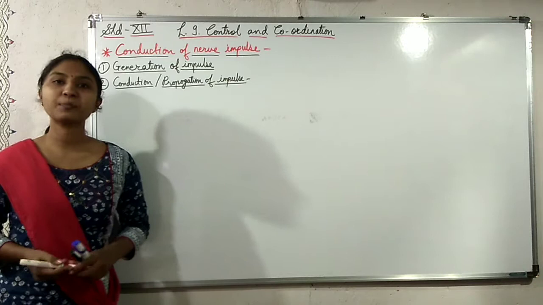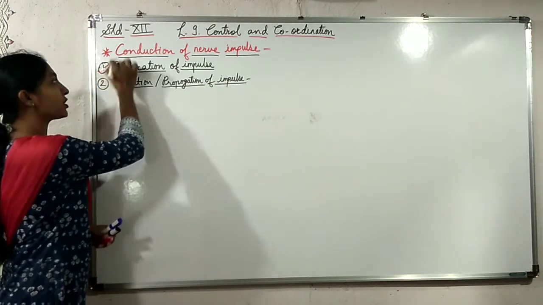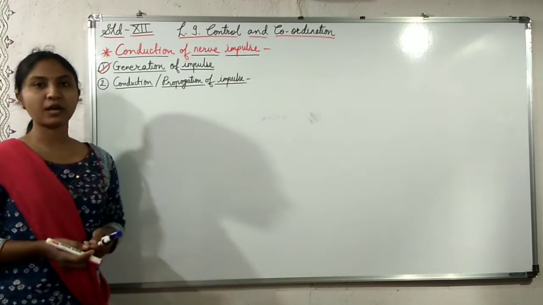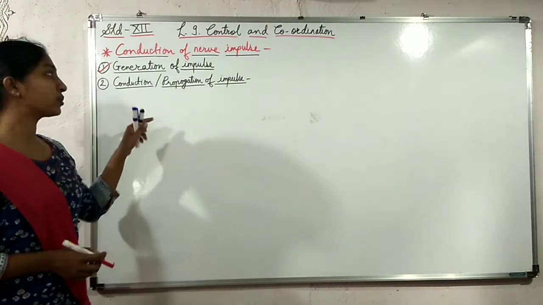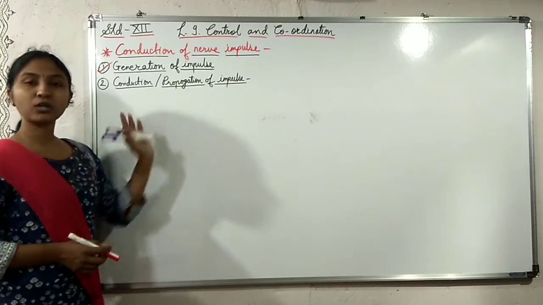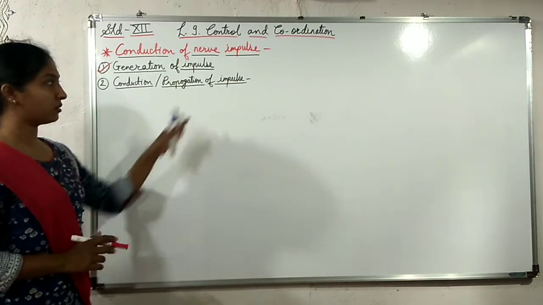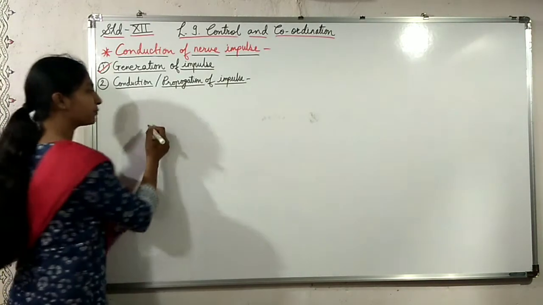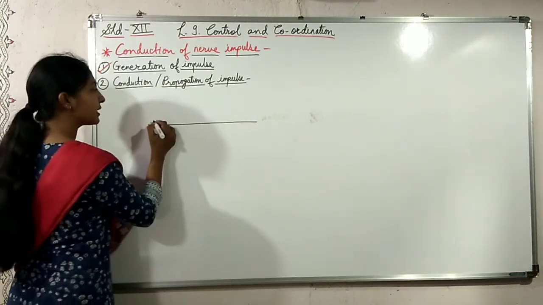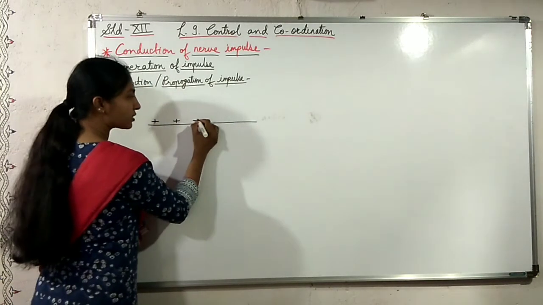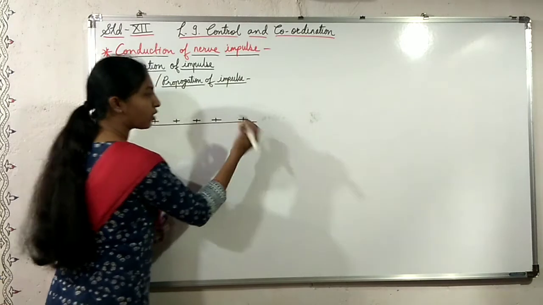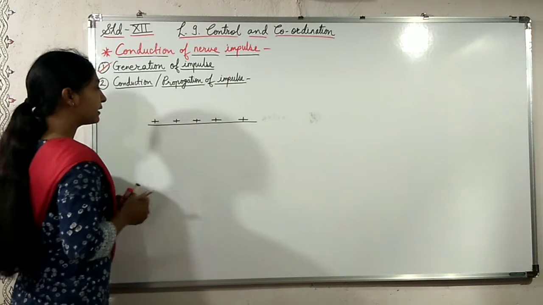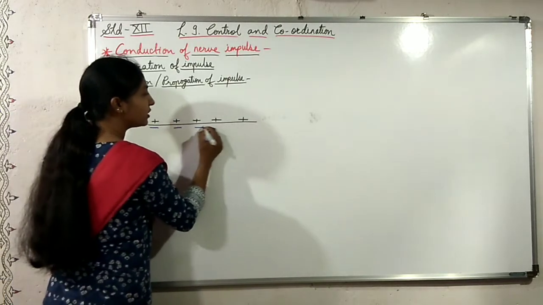So in the previous part we have understood the generation of nerve impulse, how the nerve impulse is generated on the nerve fiber. Now in this part we are going to understand the conduction or propagation of nerve impulse. Now we said that the membrane of the nerve fiber is electropositive on the outer side and it is electronegative on the inner side.